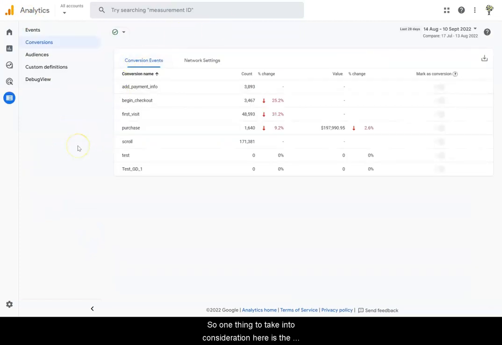So one thing to take into consideration here is the number of events that you've got marked as a conversion. That's because anyone that does a conversion will then be an engaged session. So here, for example, in the Google Merchandise Store, they've got about 7 different events marked as a conversion. So if anyone does these, for example scrolling, if anyone's reaching 95% of the page, that's marked as a conversion, and then they're an engaged session. So that will make the engaged session metric higher if you've got more events marked as a conversion.